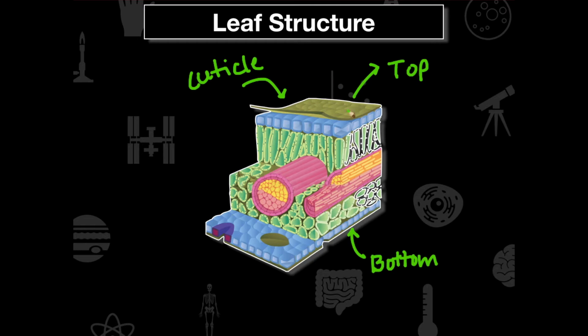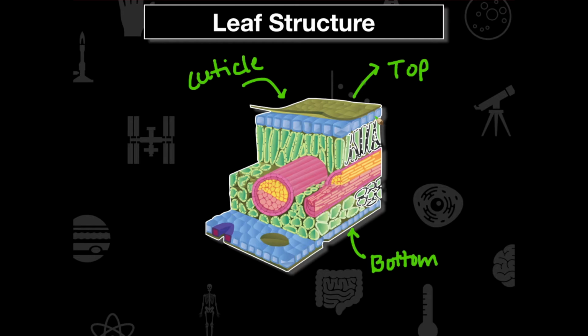This is creating a barrier to not only not let water in, it's hydrophobic, but also not let water out. It's regulating homeostasis and ensuring that the leaves maintain water for all the photosynthetic cells here, and then maintaining water through the xylem and phloem.